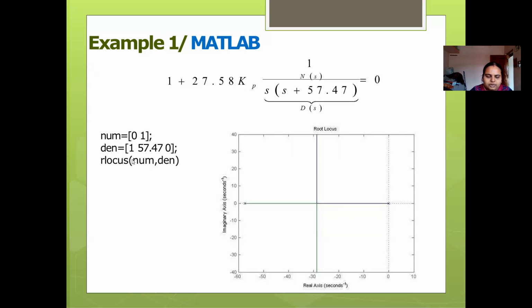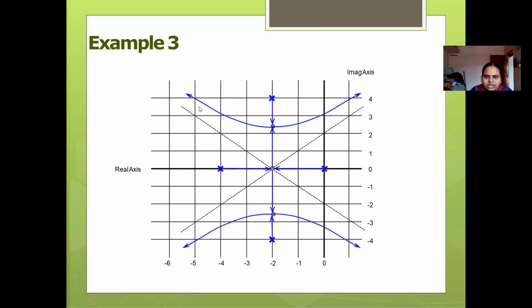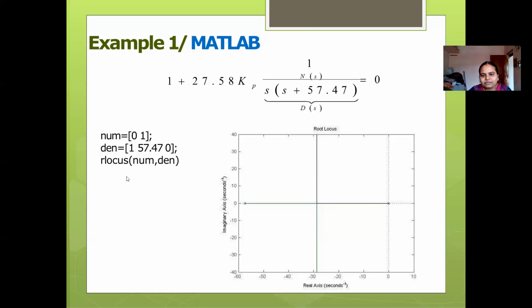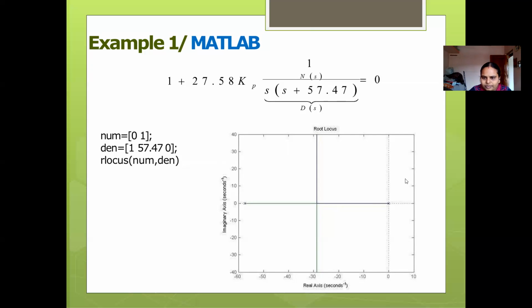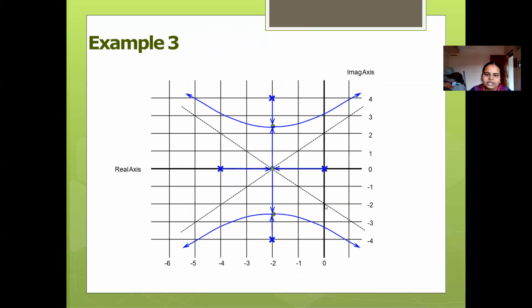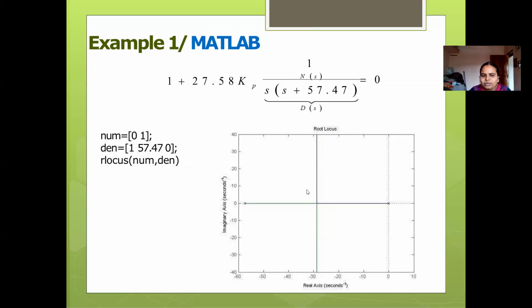rlocus numerator comma denominator. Whatever you do by the normal manual method, instead of that, if I use this one instruction, I can directly get this graph in MATLAB. Okay, here it is shown. This is how MATLAB executes the graph. Based on this graph, we can tell whether it is stable or not. Instead of going for a manual method, directly you will get the value here.